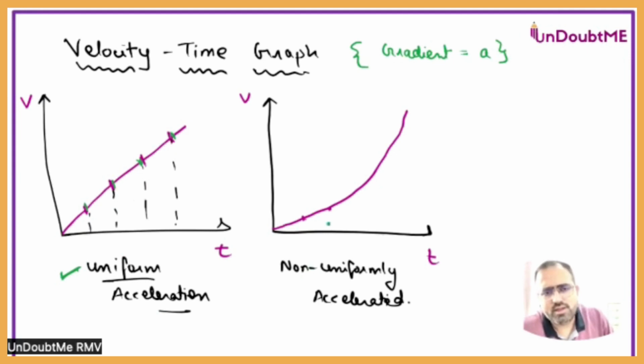Then the next one is, if velocity is increasing or decreasing at a non-uniform rate, then we call that a non-uniformly accelerated system. And that is how it will look. It will look like a curve.